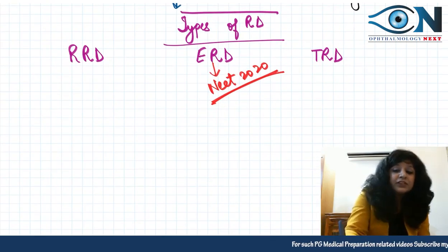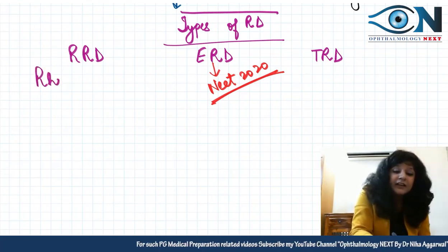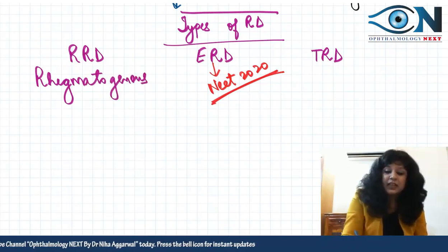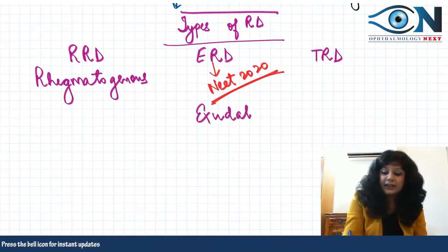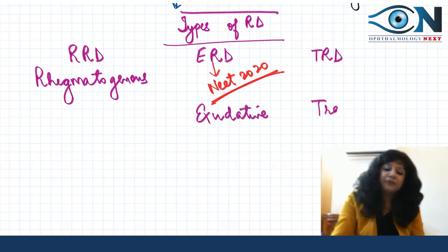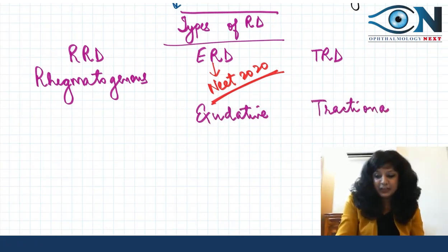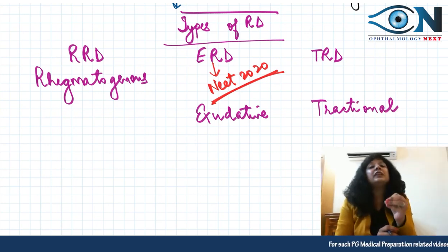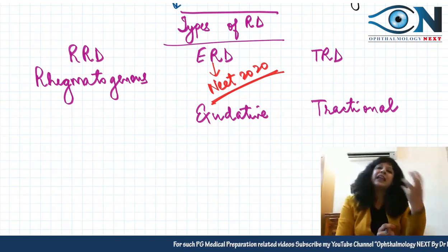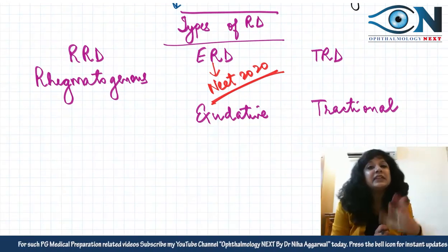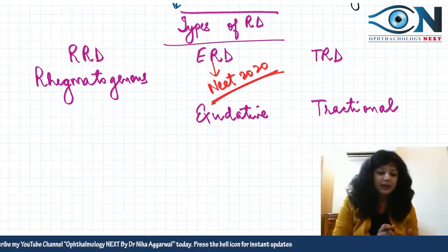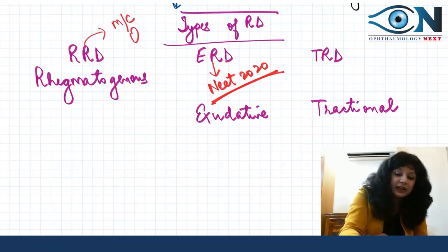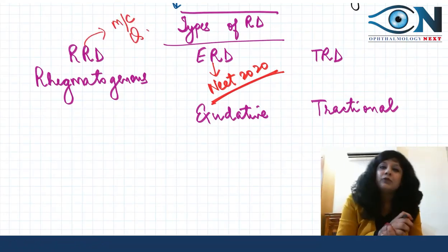So first is rhegmatogenous. RRD is rhegmatogenous retinal detachment. Then we have exudative retinal detachment, and then we have tractional retinal detachment. And as I always say, don't try to rote-learn the things. Even if you go with the literal meaning of the words, you will grasp the meaning, and it will always be easier for you to follow the concepts. So out of the three, the most common is rhegmatogenous retinal detachment. So I'll be talking first about this RRD.